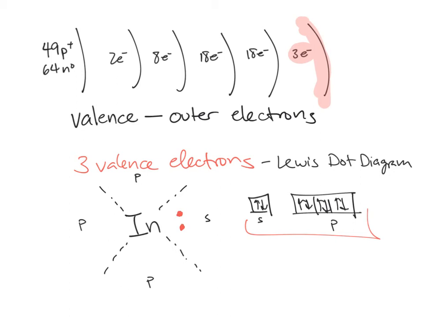And then after that, we move to the p orbital. Now the rule is that we go counterclockwise. So from the s, we'll go to the p, and the p's will continue around that way.